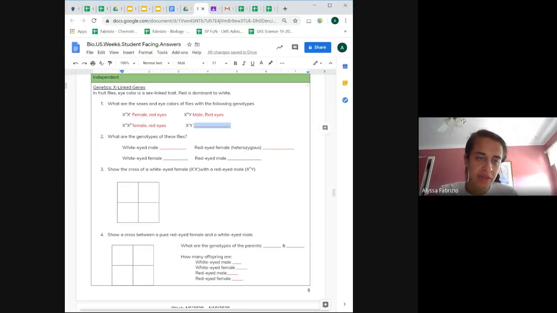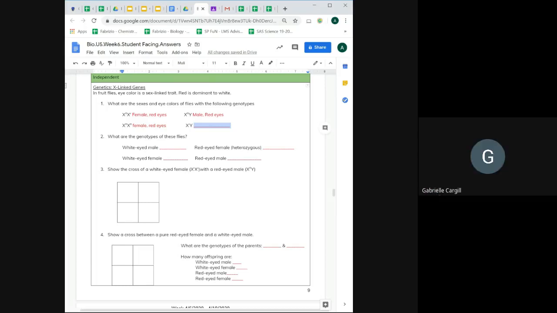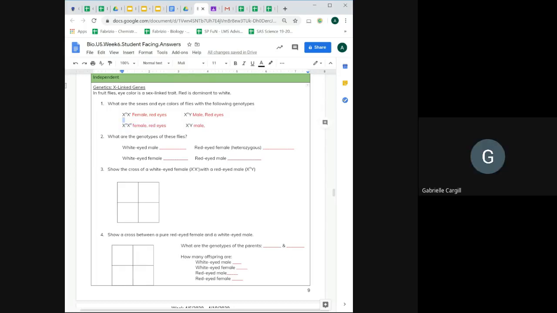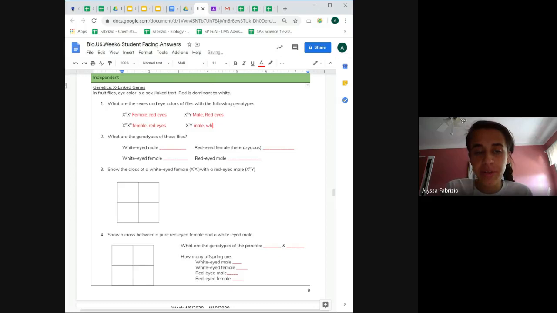Very good. What about this bottom right one? Male or female? Male. And does he have red or white eyes? He's got this lowercase r though, right? What does a lowercase symbolize? It means white? Yep, so he's going to have white. So lowercase always signifies our recessive allele. So I'll write it up here. Big R equals dominant allele. Our lowercase r equals recessive.